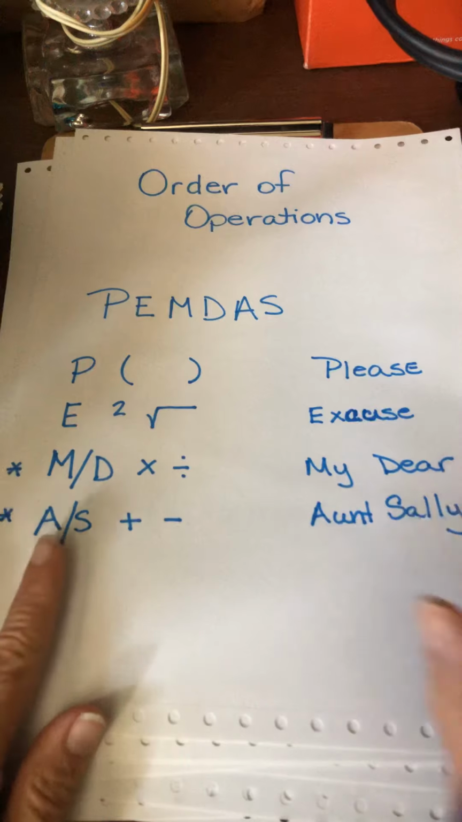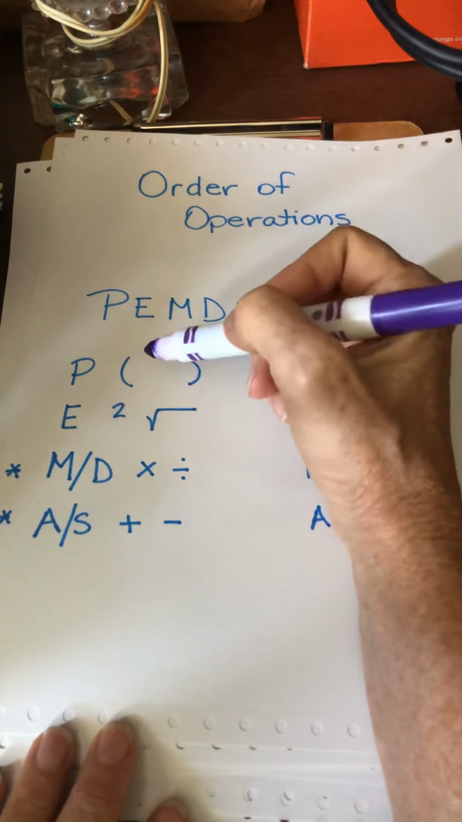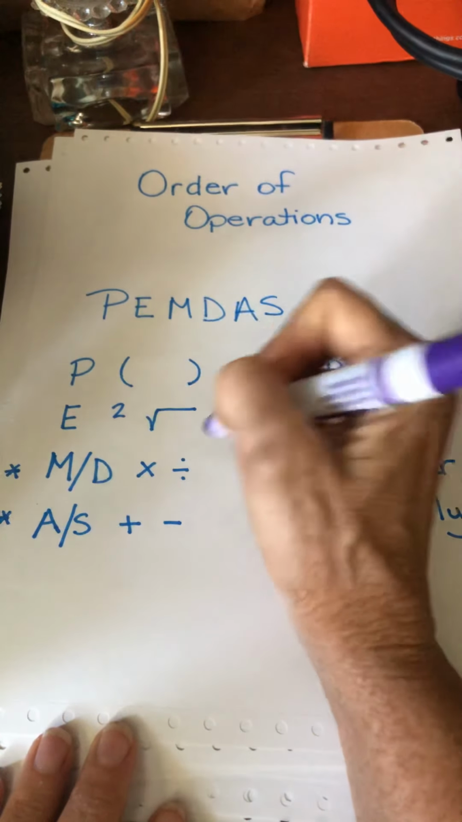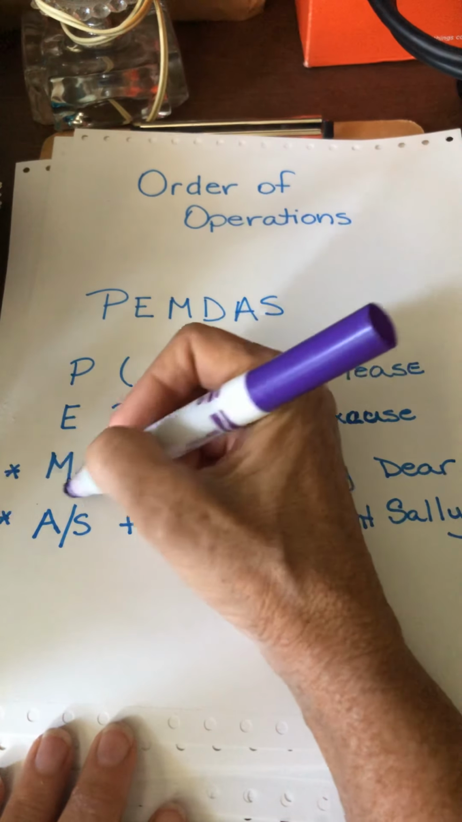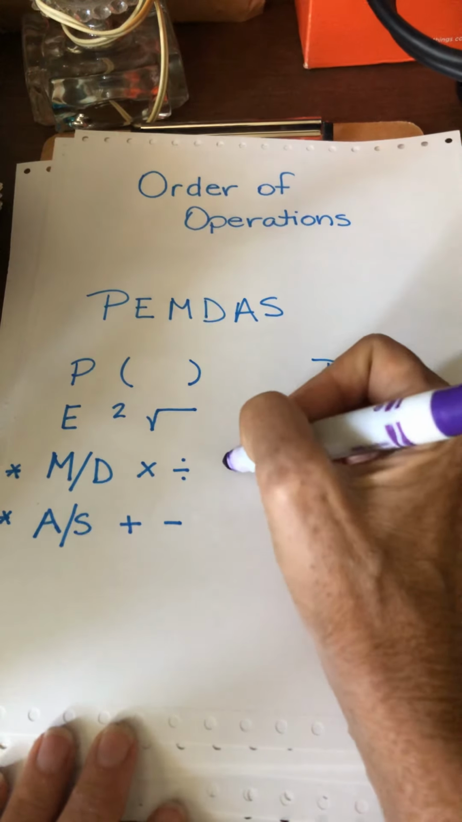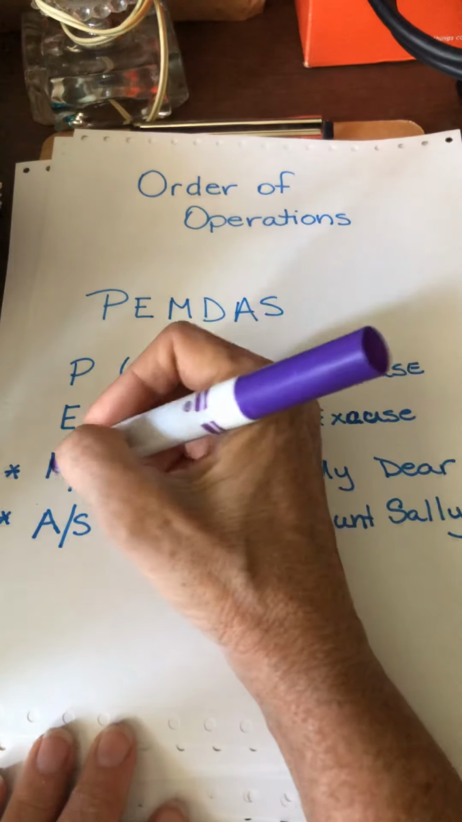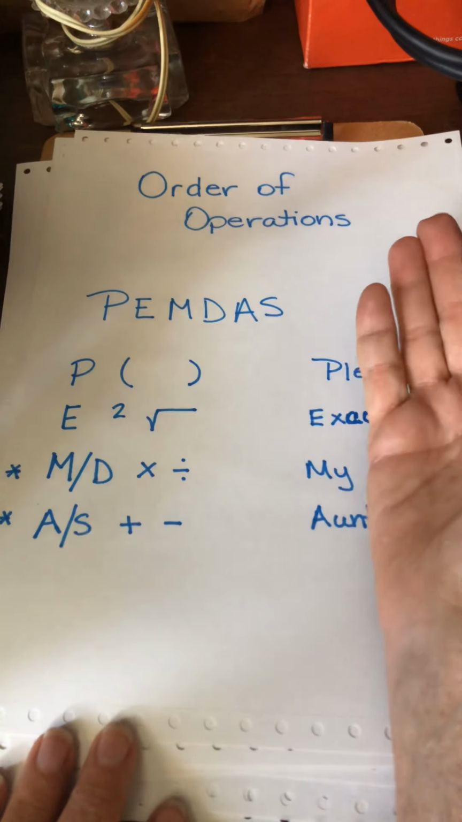Now, this is key here. I got a little star by multiplication, division, and addition, subtraction. This is where people mess up. It seems easier than the stuff up here, but they mess up because they can't remember which one's more important. The problem is when you get to multiplication and division, notice they're written sideways. Some teachers write it PEMDAS. I disagree because multiplication and division are equal to each other.